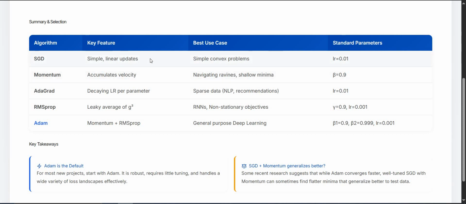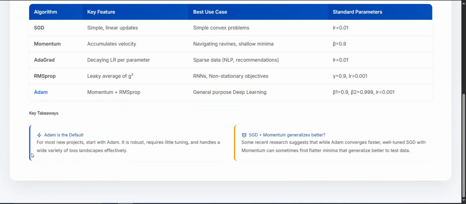Down in the summary table, you can see how all optimizers compare. SGD makes simple linear updates, momentum adds velocity, AdaGrad adjusts learning rates per parameter but decays too aggressively, RMSProp fixes the decay issue with a leaky average, and Adam mixes momentum with RMSProp ideas and tends to work well across a wide range of models.